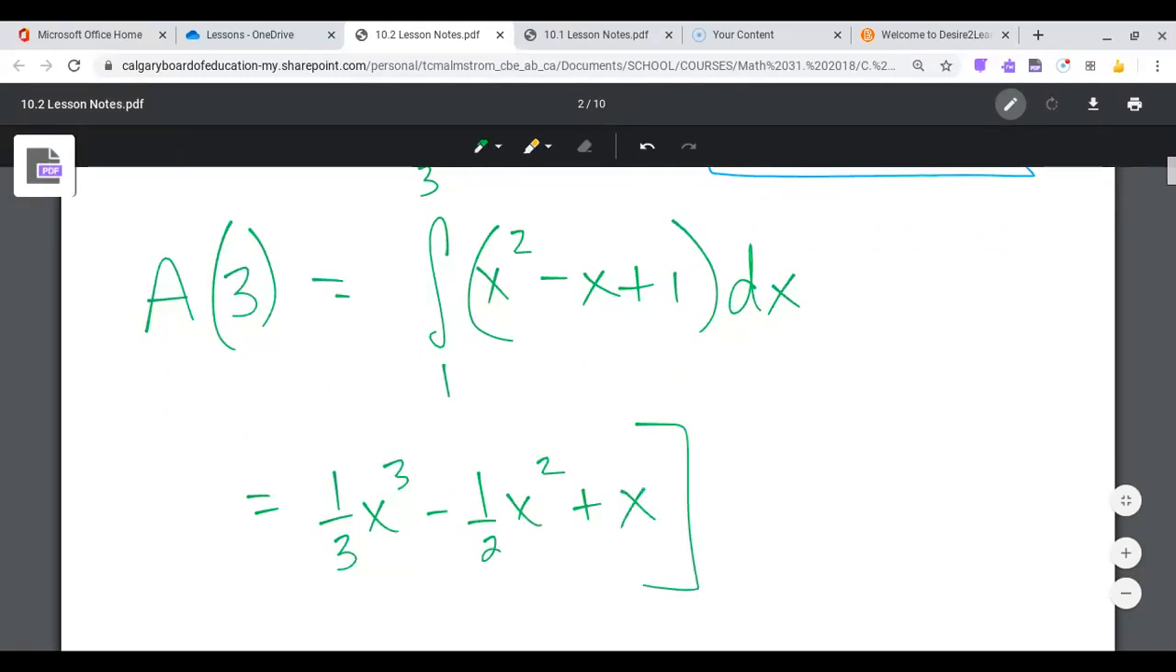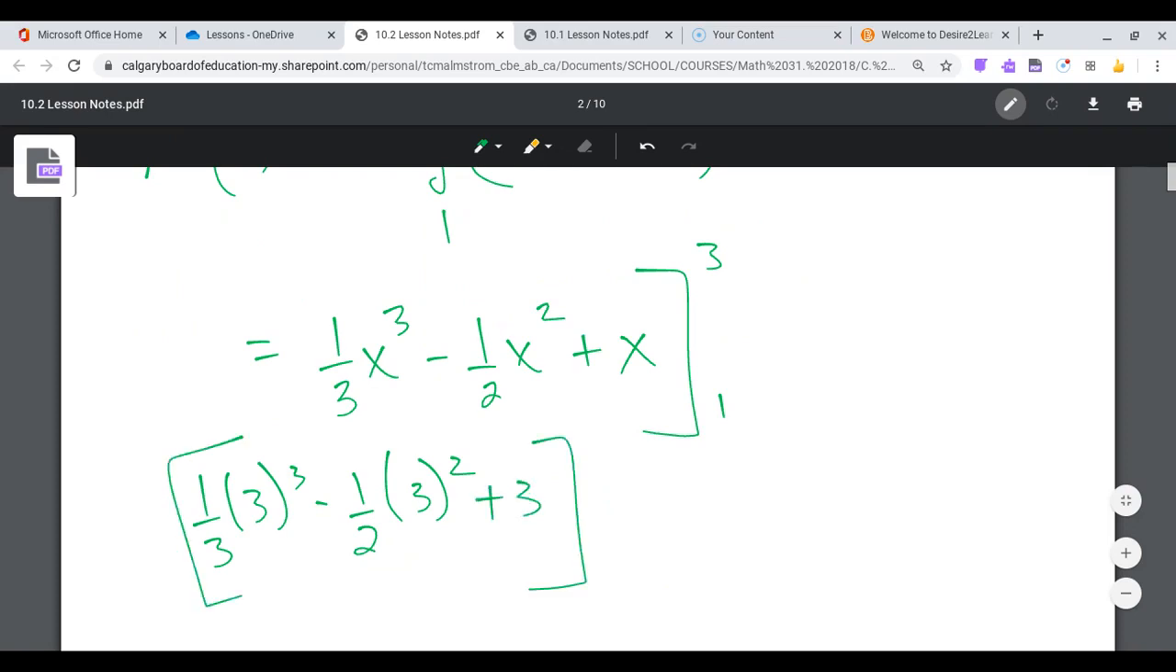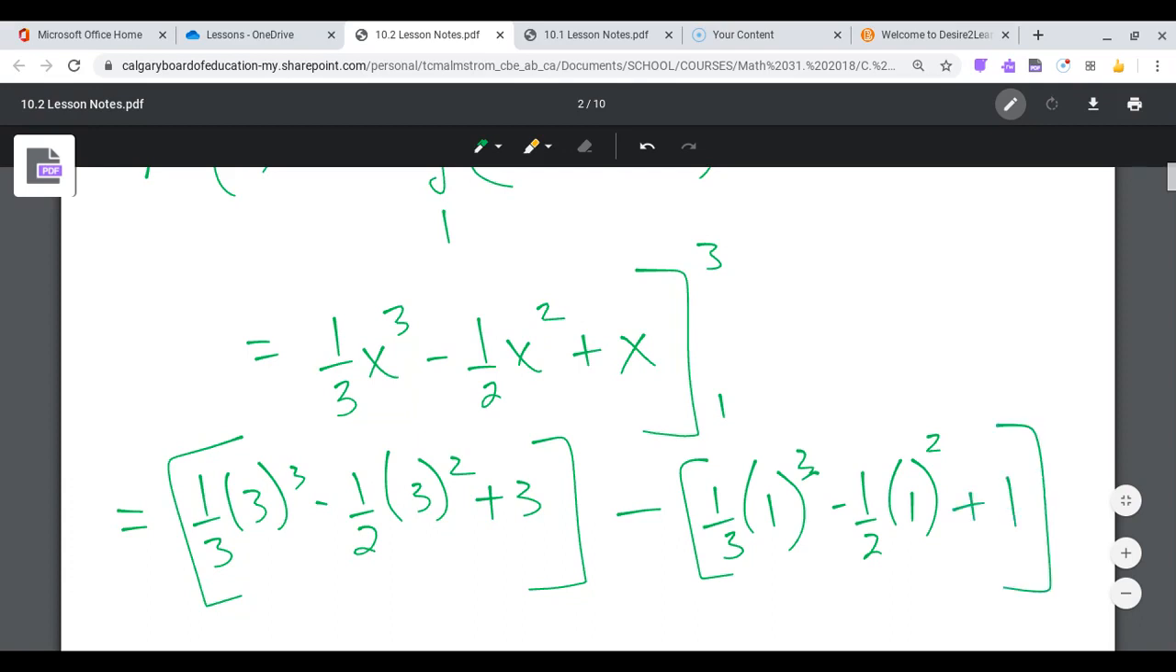And we are going to evaluate that from 1 to 3 and see what we get. So we now have 1/3 3 cubed minus 1/2 3 squared plus 3. All of that should have an equal sign out there. Subtract. And now I plug in the 1. 1/3 1 cubed minus 1/2 1 squared. That's a cubed back there. Plus 1.